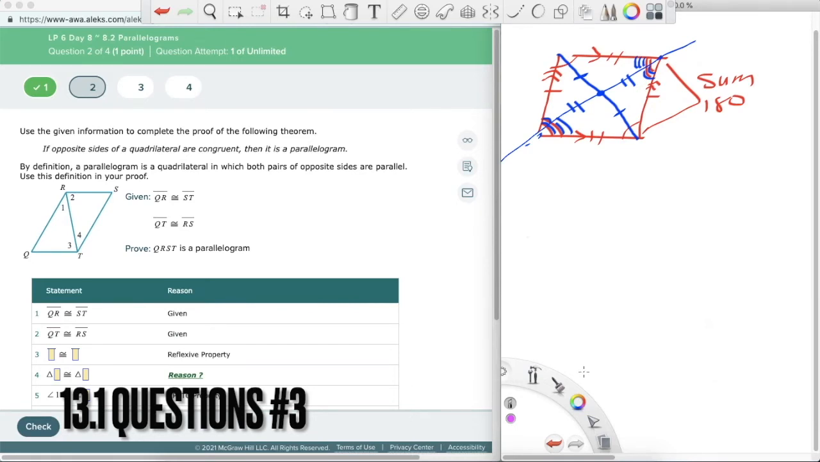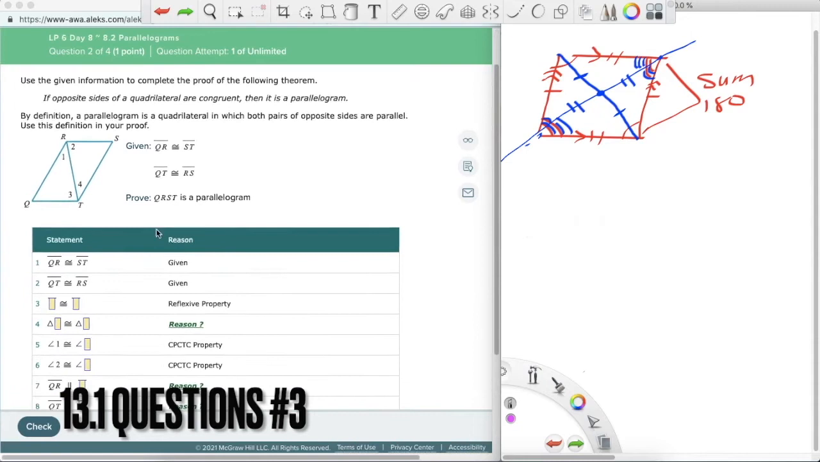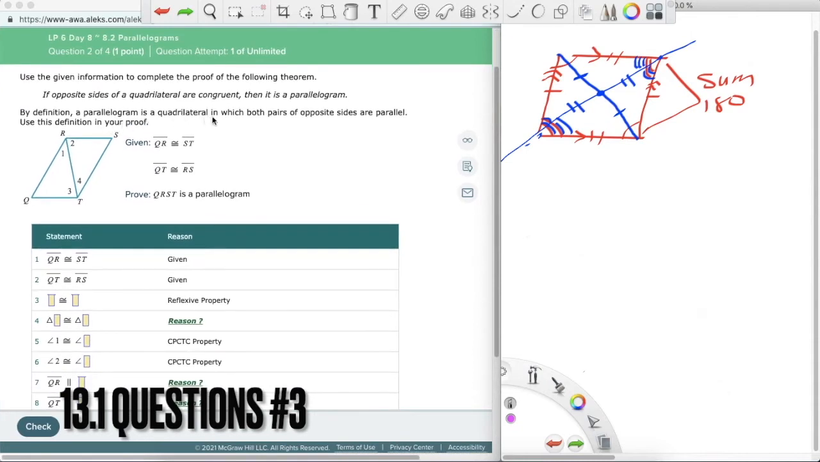In this case, I know it's a parallelogram, so all these other pieces are true. Well, we can also take all of these pieces, as long as we have a quadrilateral with these pieces, and there's actually a couple others that we can use too, we can prove that it is a parallelogram using certain properties here. So down here it says, by definition, a parallelogram is a quadrilateral in which both pairs of opposite sides are parallel. Use this definition in your proof. So they're kind of pointing us in the direction that they want us to go. So by definition, we need to show that the opposite sides are parallel.